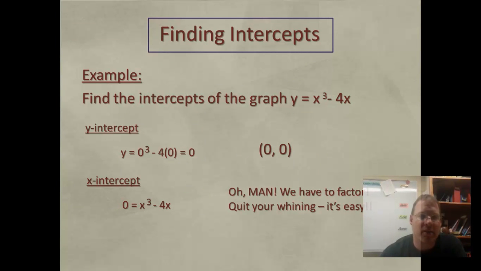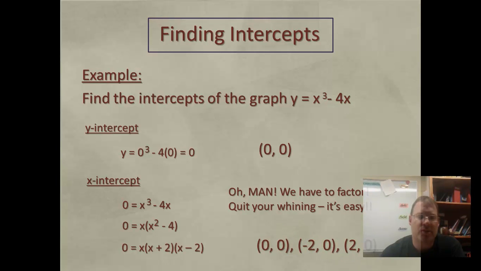What goes into x to the third and 4x? An x, so I pull an x out first. And of course you should recognize that x squared minus 4 factors out to x plus 2 and x minus 2. So there's actually 3 x-intercepts: (0, 0), (negative 2, 0), and (positive 2, 0). And there are your intercepts.